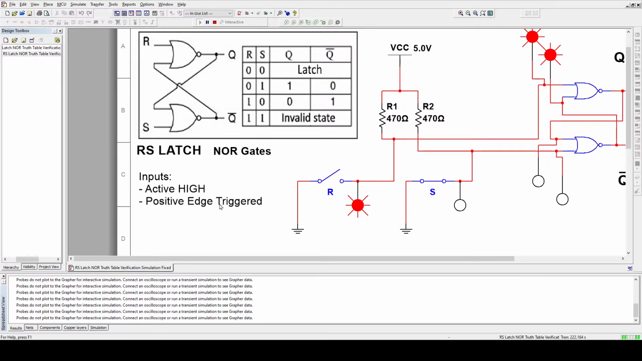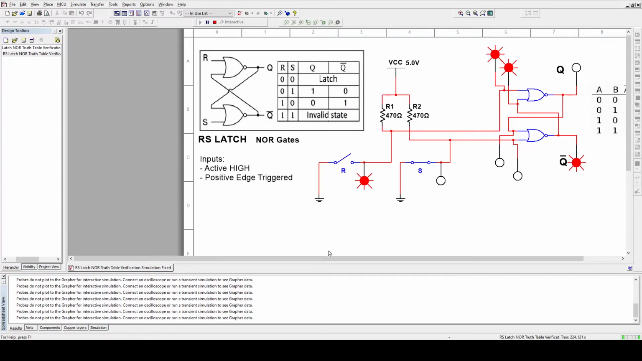Why is it positive edge triggered? Because it only reacts when we change this input from 0 to 1. So when the pulse goes from low to high, this device reacts. When we go back from high to low, it is not going to react. It's going to stay latched at the position that we made it go to. So what do we have?